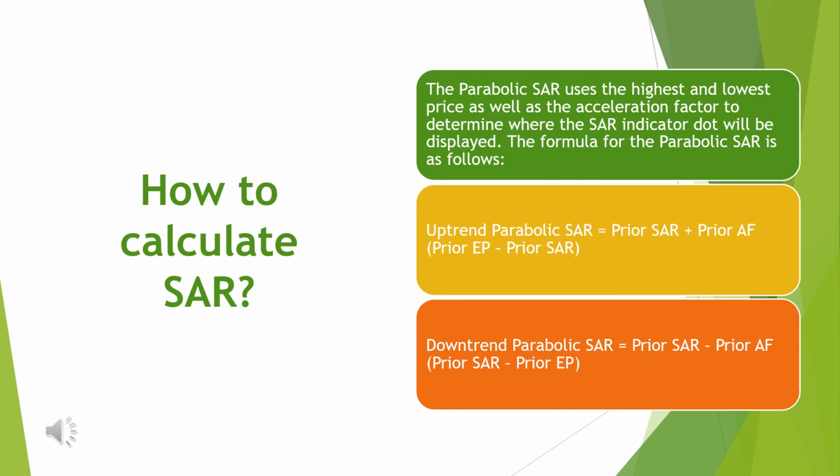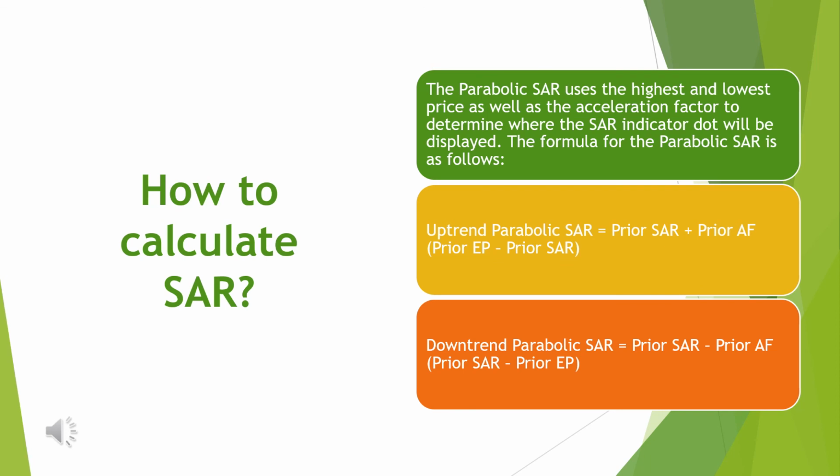How to calculate SAR? The parabolic SAR uses the highest and lowest price as well as the acceleration factor to determine where the SAR indicator dot will be displayed. The formula for the parabolic SAR is as follows.